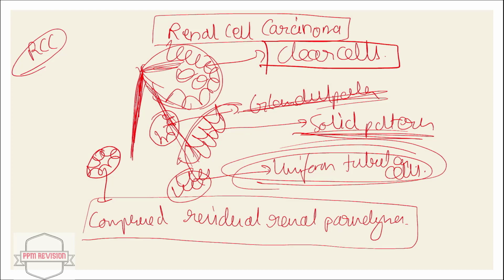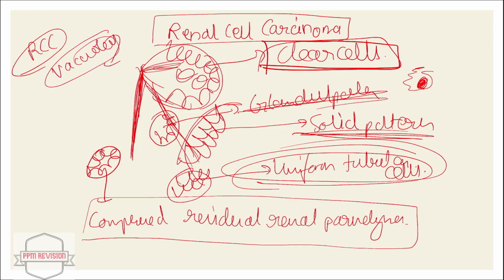I repeat, the nuclei are small and deeply stained, and the cytoplasm is clear. So you have the clear cells. The cytoplasm is clear and vacuolated, and this is due to nothing but the lipid, glycogen and the hydropic degeneration. Yes, and hemorrhages and necrosis can also be seen, right?